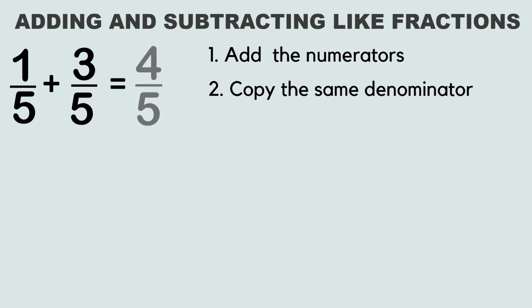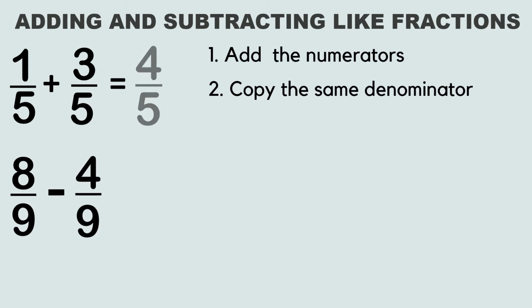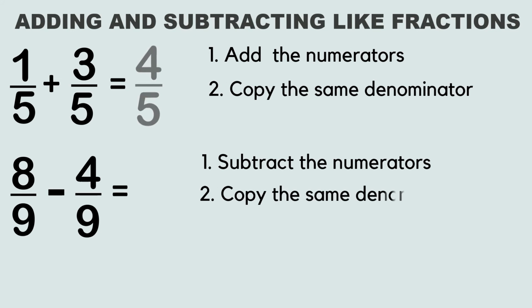Another example is to get the difference of 8/9 and 4/9. So again, take the denominator once and subtract the numerators. The numerators are 8 and 4. So 8 minus 4 is equal to 4. And the denominator is 9. So we have 4/9 and that is the final answer.